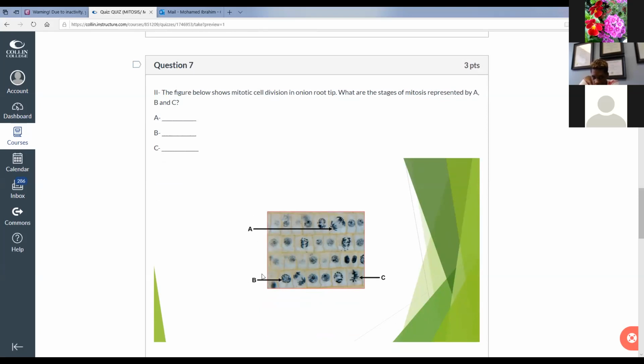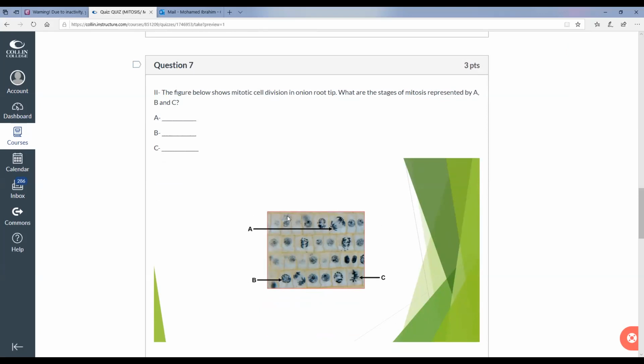That was onion skin showing cell division. So A for sure represents anaphase. When I say anaphase, this is a separation of the chromosomes, or the sister chromatids in this case. So sister chromatids are separated during anaphase.